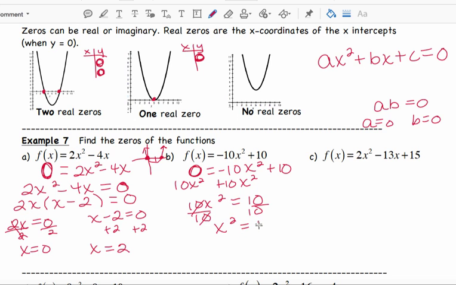On the right side, 10 divided by 10 is 1, and then we can take the square root of both sides. Don't forget to put your plus or minus in front of your square root symbol, and then x will equal plus or minus 1 because the square root of 1 is 1.